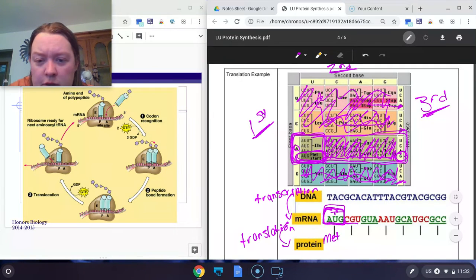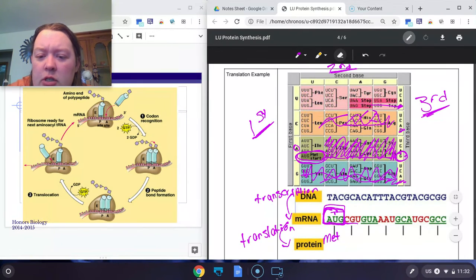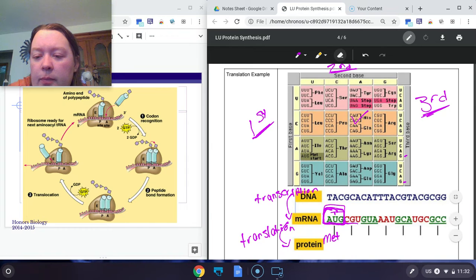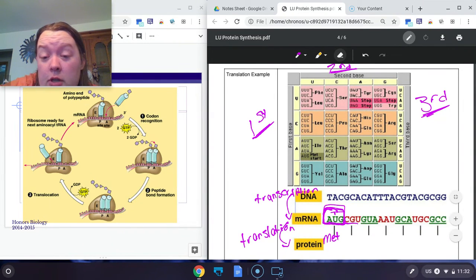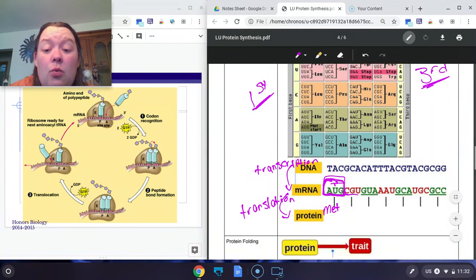Now, if you look at this chart, you might have said, well, Miss Ray, I could have just searched all over the chart and found the 3 letters because they're all written here. And I would say, yes, that is true. On this chart, it is written right there, AUG. You could have just searched and found it. However, that's not always the case.